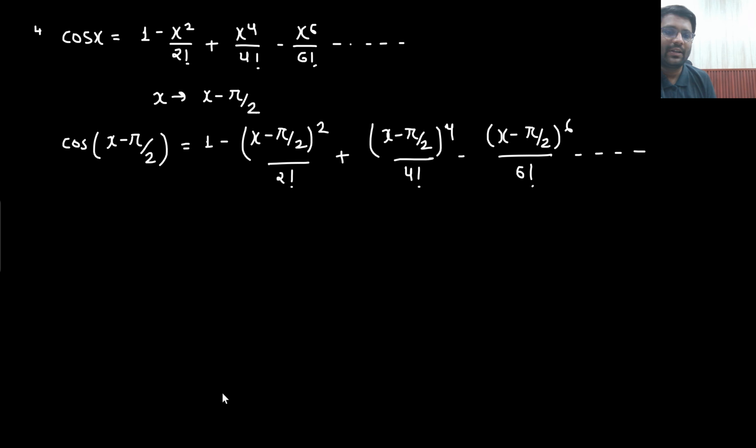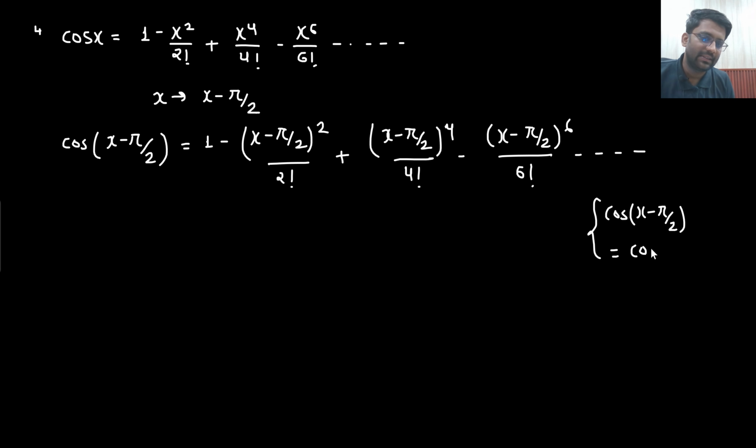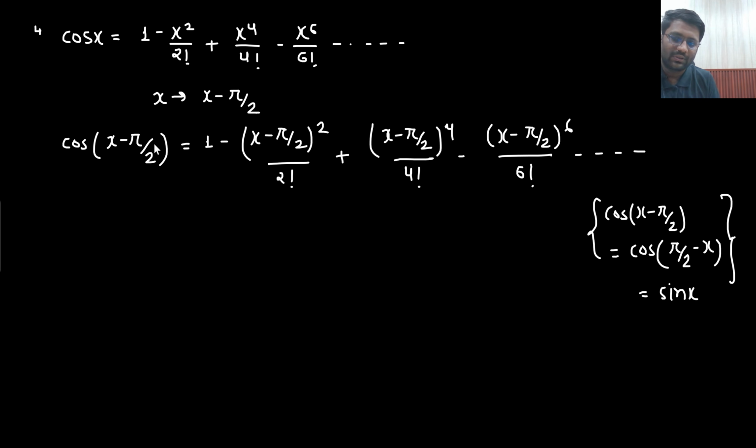Now sir, what will this be replaced with? So cos(x − π/2). In cos, if you take the negative sign outward, it will come out as a positive sign only. So this could be replaced as cos(π/2 − x). And what can π/2 − x be written as? That could be written as sin x. So cos(x − π/2) could be written as sin x only.